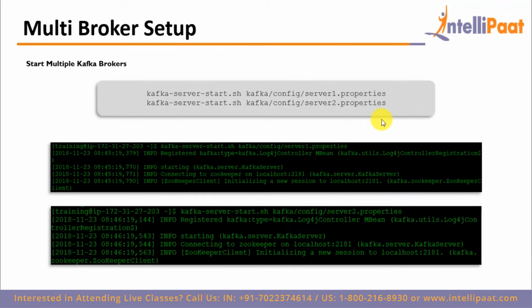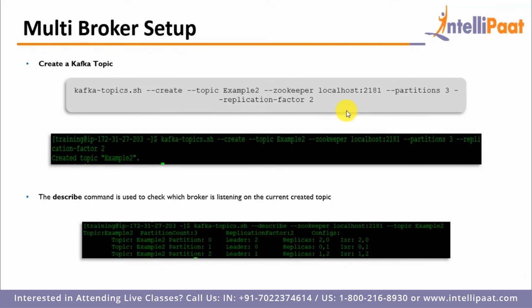Now, once we set up this, we'll have to go ahead and start all of these brokers which we've created. So the command would be the same. We'll type in kafka-server-start.sh and we'll load up this server1.properties. Similarly, we'll type in kafka-server-start.sh and we'll type in server2.properties. So this is how we can start these two brokers which we have just created.